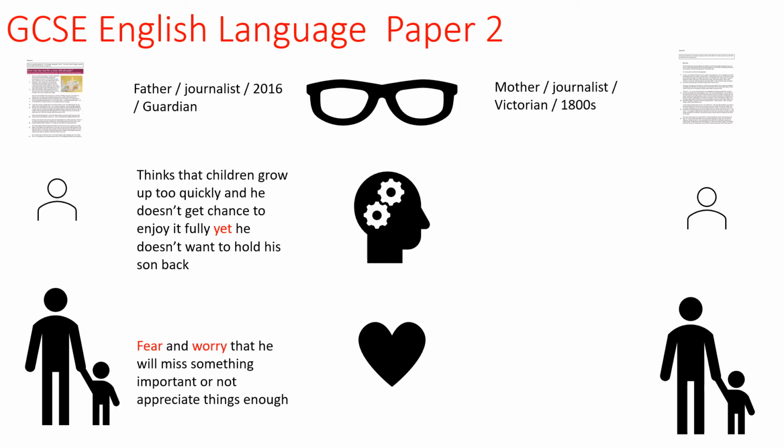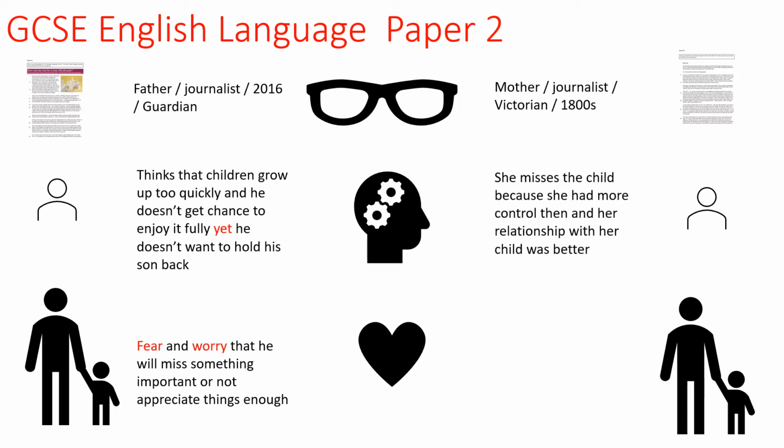So what's the interesting point here is that they're both journalists, but one is a mother and one is a father. So the slight angle change that we've got here is one is a mother and one is a father. And so we can use these texts to then thread this idea: how does a father see things differently? How does a mother see things differently? So then here we've got the mother misses the child because she had more control and relationship with her child when the child was younger.